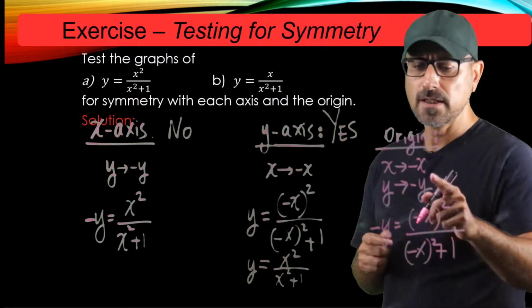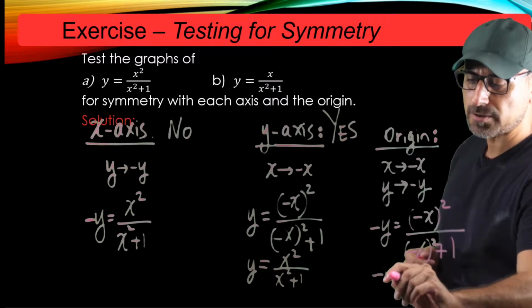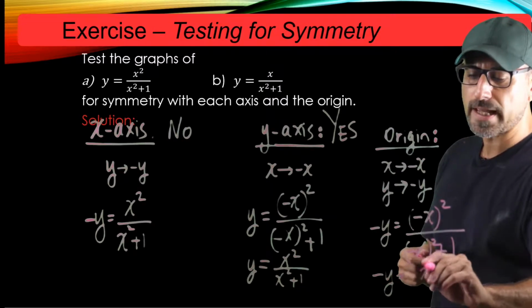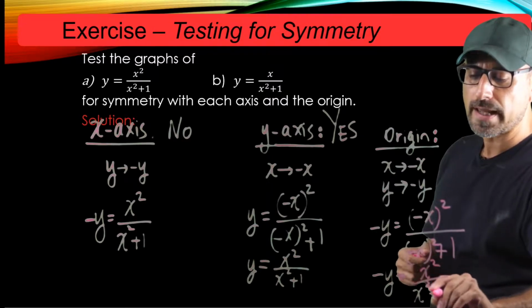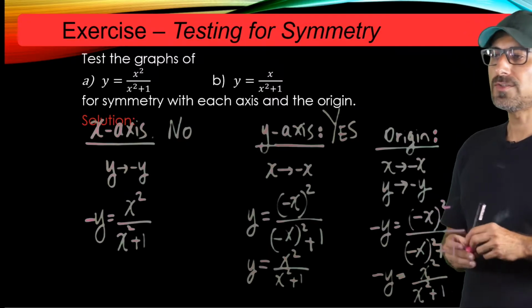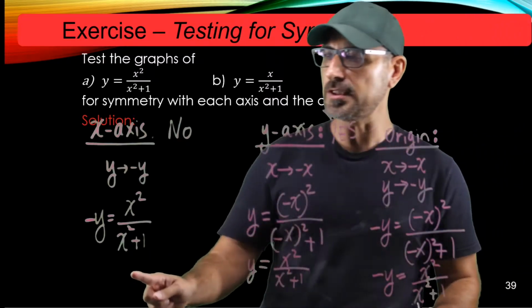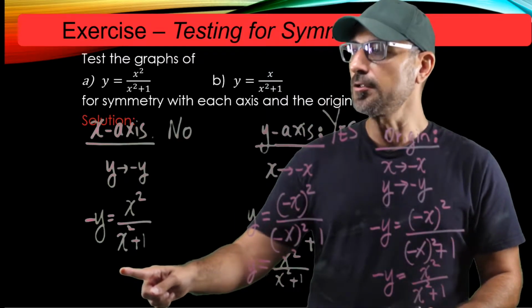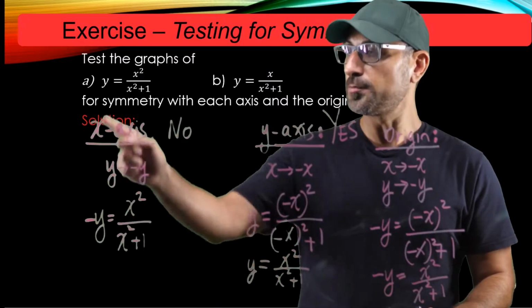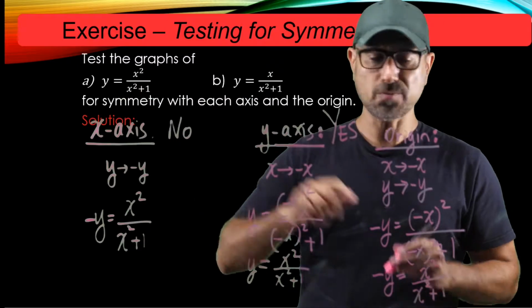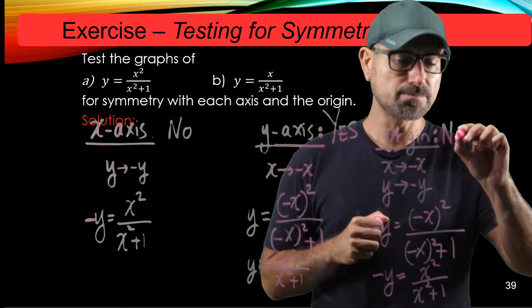And finally, simplifying this expression here, minus y equals x squared over x squared plus 1. As you see, this is very similar to the first case here, and we can immediately conclude that these forms are not the same as this one, so there is no symmetry about the origin.